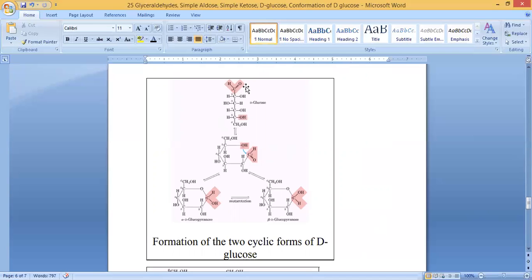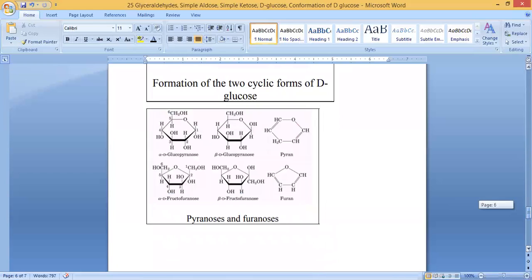So here carbon number 1 and carbon number 5 are bonded. Okay, so two types of compounds may be formed, alpha or beta. So what is the beta? If the hydroxyl group is above the plane, that is the beta, and if the hydroxyl group is below the plane, that is the alpha. So they can be converted into one another in solution. That is known as mutarotation.